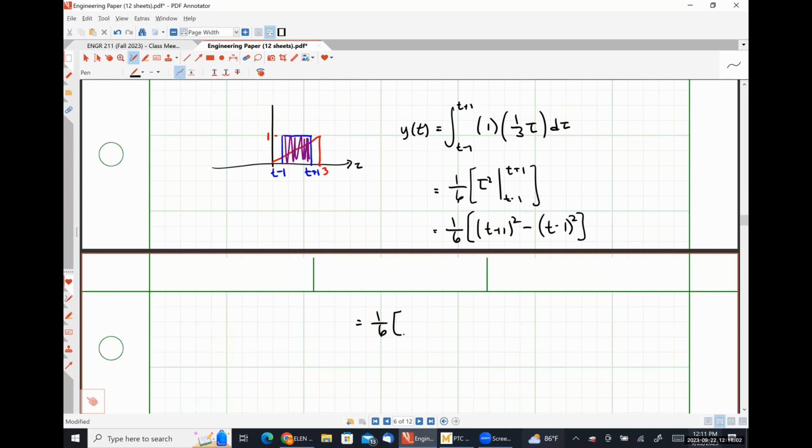So t plus 1 squared looks like t squared plus 2t plus 1. T minus 1 squared looks like t squared minus 2t plus 1. This guy's going to cancel this guy. This guy's going to cancel this guy. And I am left with 4/6, so 2/3 t. Are we okay with that math?